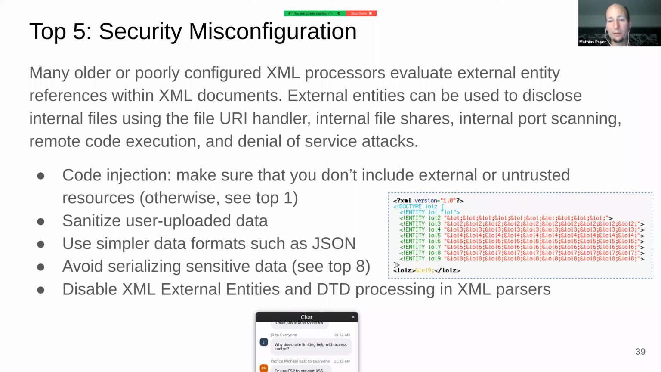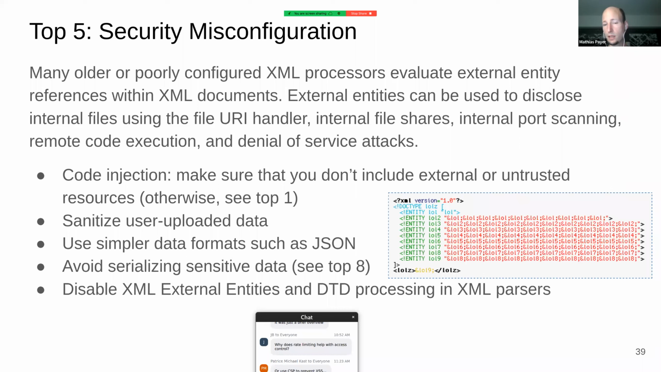XML used to be the language of the web, and XML processors validate and evaluate external entities when referencing them in an XML document. So they could be used to disclose internal files using the file URI handler, internal file shares, port scanning, and access different parts of the system. You should not include external or untrusted resources. You need to sanitize user uploaded data, and maybe use simpler data formats such as JSON, which can reference other documents.